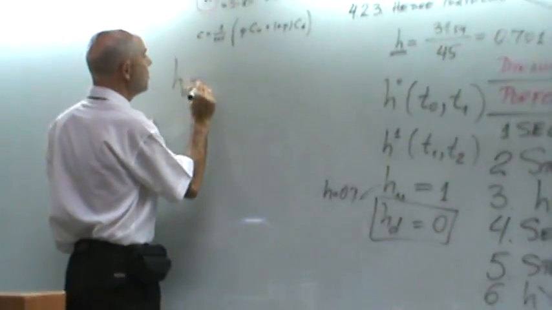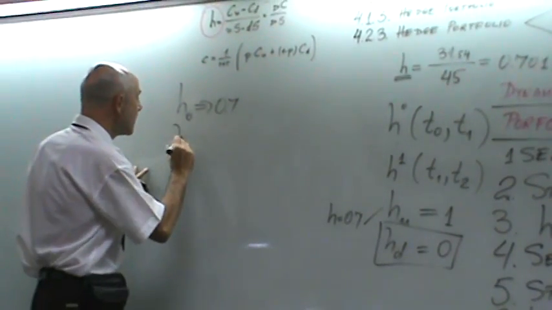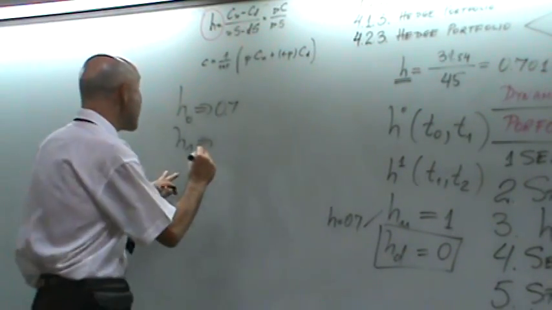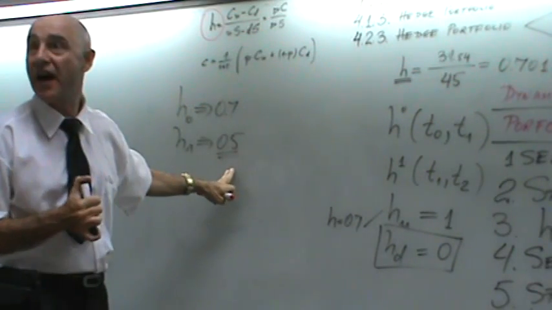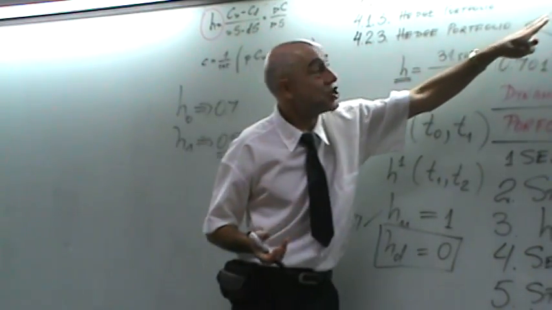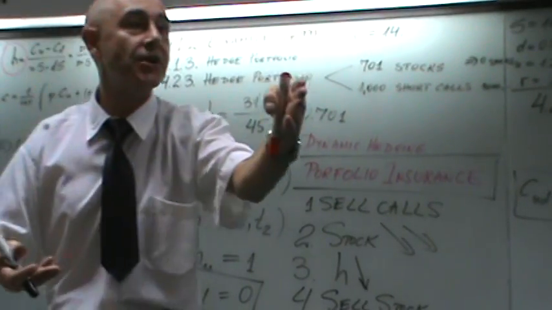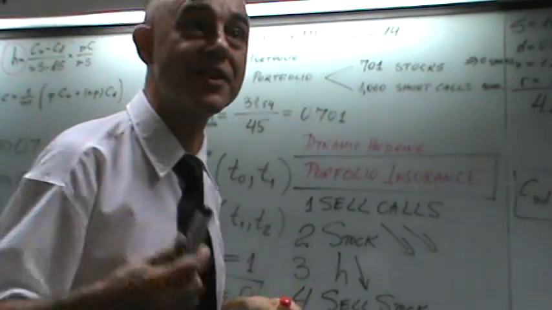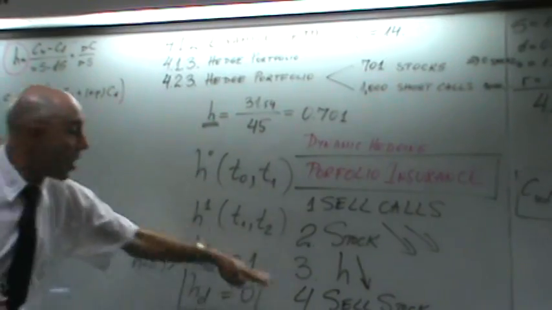So, H0 is 0.7. Then, you say, oh my God, the stock market's falling a little. I gotta lower my H ratio to 0.5. Okay? So, you got 700 shares. You sell 200 of those shares. But you sell 200, and everybody sells 200. So when everybody sells 200 of your shares, suddenly stocks go down.